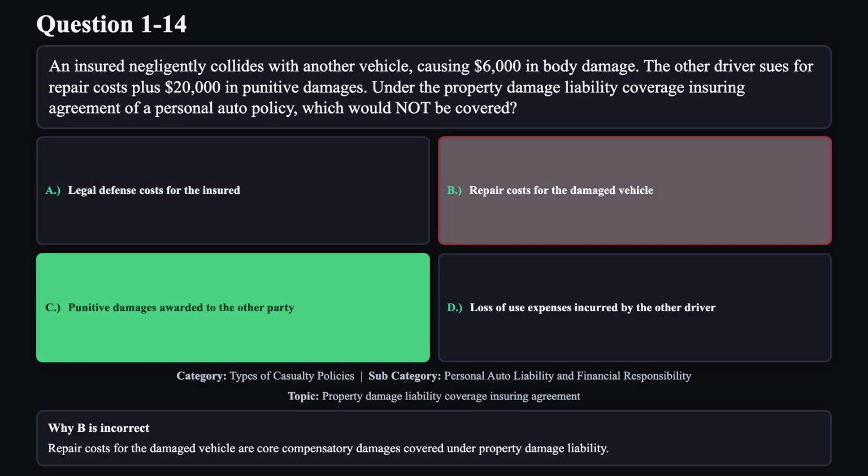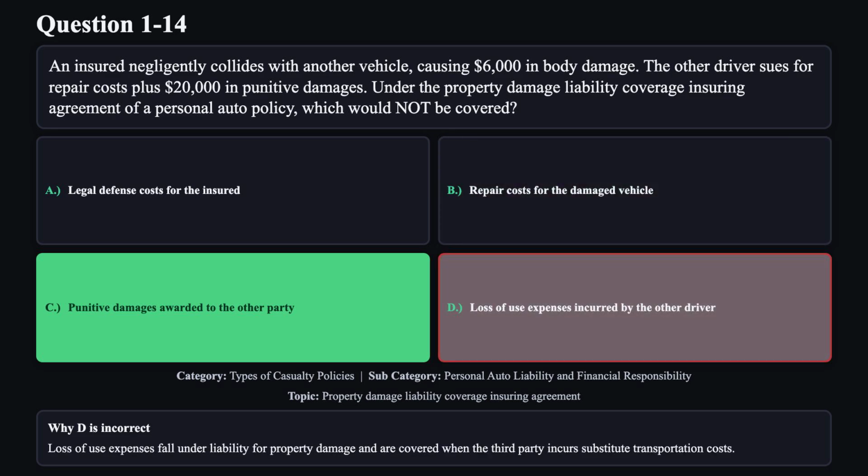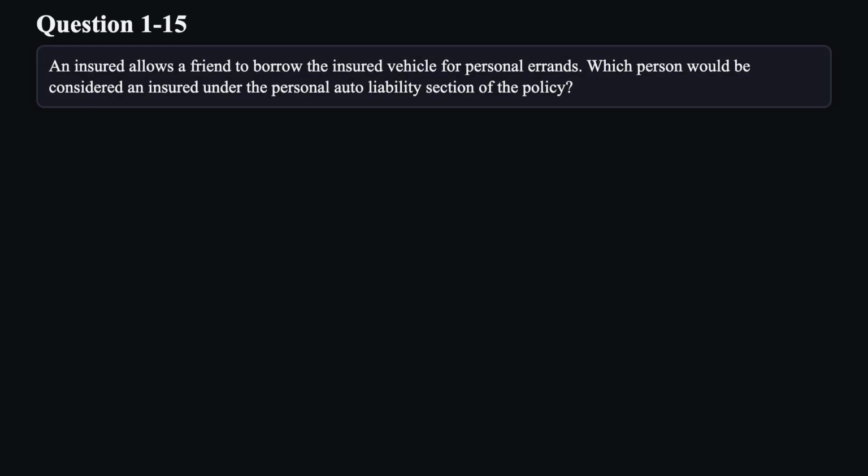Reason B is not correct. Repair costs for the damaged vehicle are core compensatory damages covered under property damage liability. Reason D is not correct. Loss of use expenses fall under liability for property damage and are covered when the third party incurs substitute transportation costs.